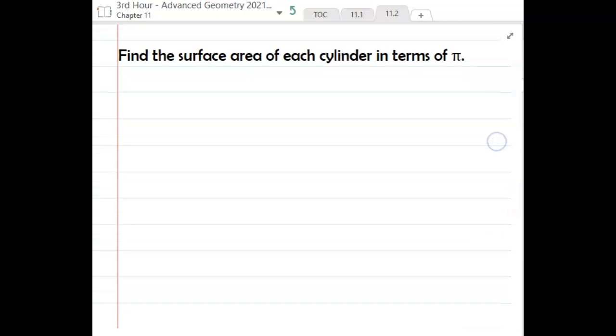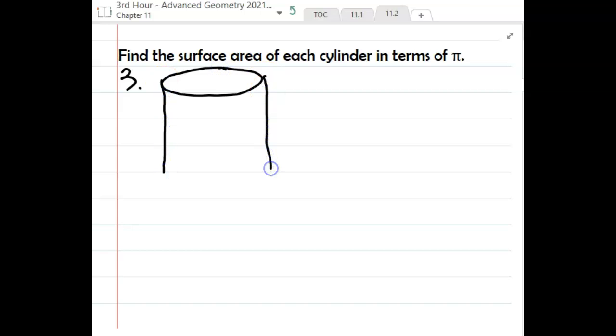Oh, just kidding. Okay, alright, so next thing we're going to move on is finding the surface area. These ones go pretty quick. We've only got a few minutes left, so let's go through here. So, number 3, let's draw a cylinder. Okay, and this cylinder is going to have a radius of 4 inches, a height of 6 inches.